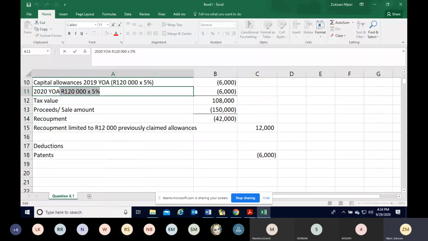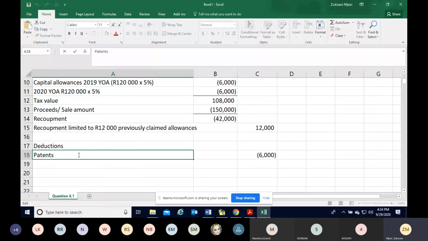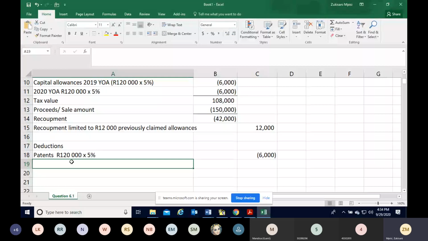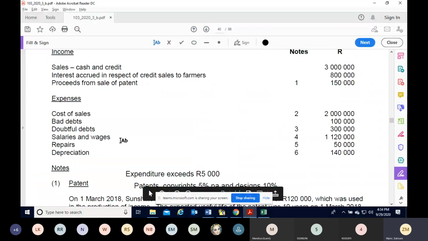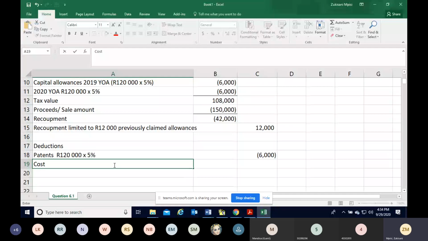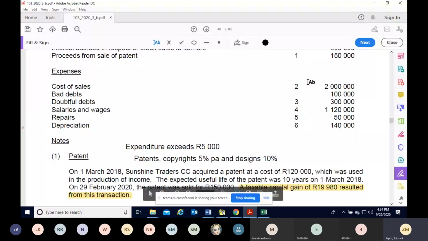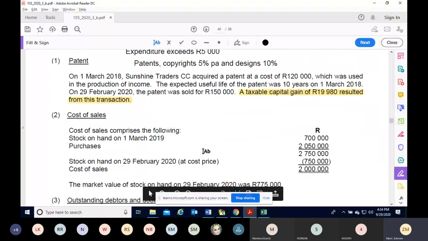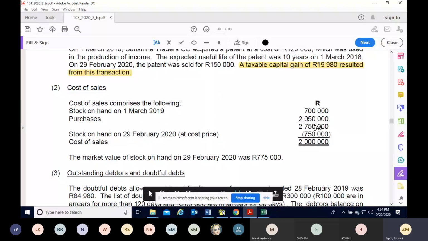as 120 multiplied by 5%. Please note, the issue of knowing the section by heart is not important. What is important is for you to know the exact percentage that you must apply. So we also have cost of sales. So under cost of sales, let's quickly see what note 2 says. Note 2 says, cost of sales comprise of the following.